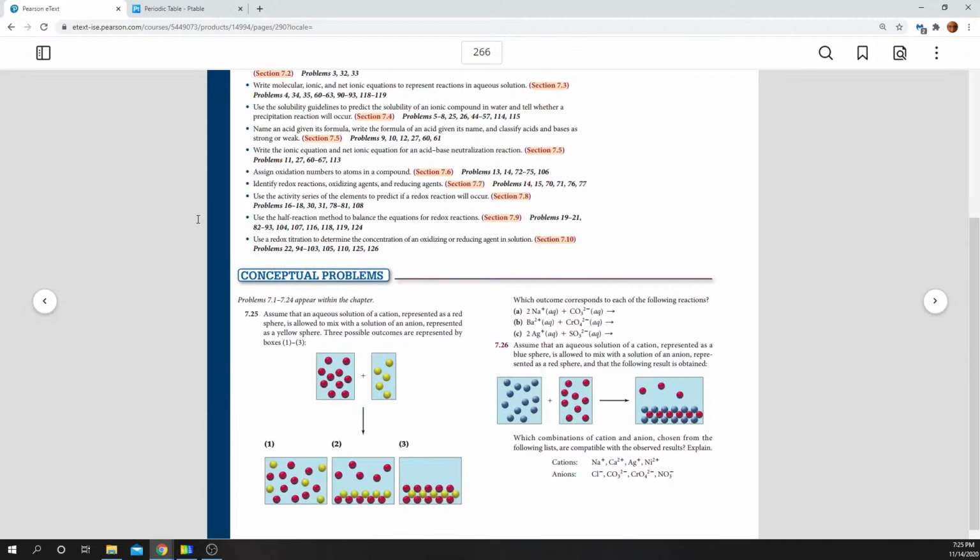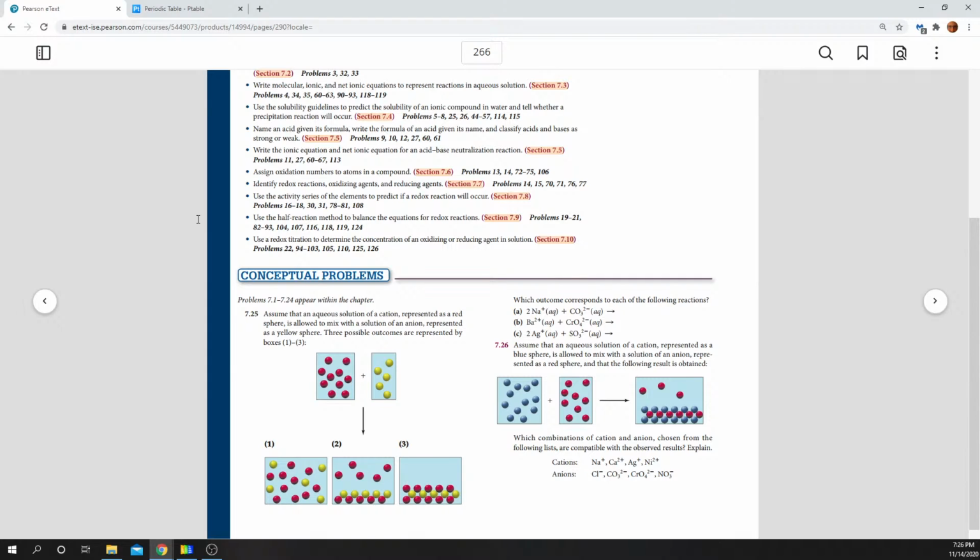Assume that an aqueous solution of a cation, represented as a blue sphere, is allowed to mix with a solution of an anion, represented as a red sphere, and that the following result is obtained. Which combination of cation and anion chosen from the following lists are compatible with the observed results? Okay, well, it's insoluble, so it cannot be sodium. Calcium chloride would be soluble, so it's not calcium chloride.